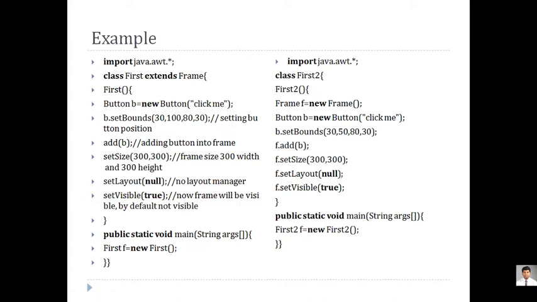So we have to use the class package called java.awt.*. This star contains different types of classes which are required for the execution. Now, this is one simple example. I am creating a class first.